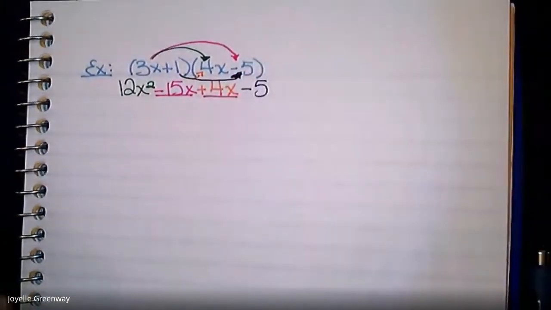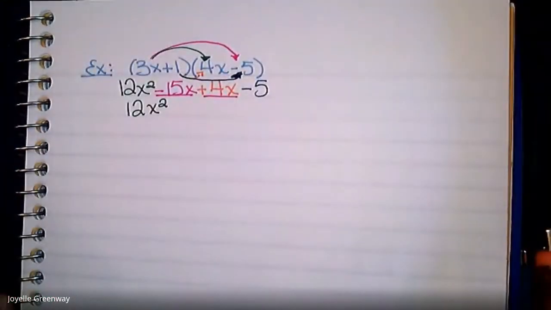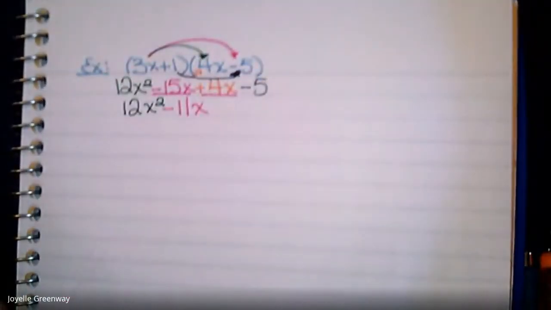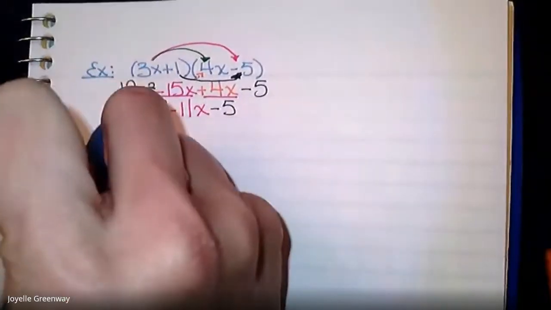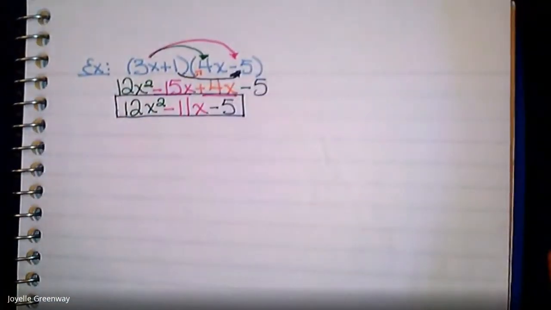Combine your like terms, negative 15x plus 4x. So we have 12x squared, negative 15x plus 4x is negative 11x, and then minus 5. And that is your final answer. Okay?